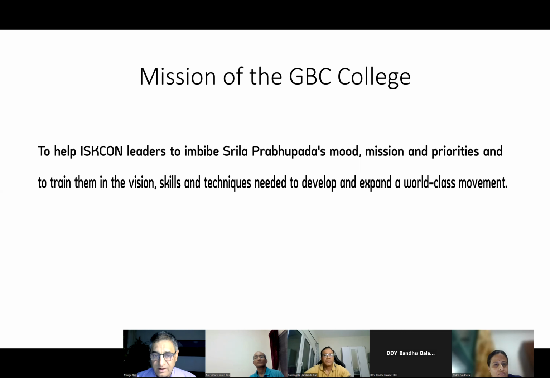In this also, they're very clear. One thing that stands out in this mission as I unpack it is, first, to be very tightly aligned to Srila Prabhupada's mood and mission. This is what we all learn in the Bhakti Shastri also; OBC and OBA questions are on mood, mission and vision. And then skills and techniques needed to develop and expand a world-class movement. So GBC College acknowledges that skills and techniques are needed for the expansion of the world-class movement. ISKCON is a world-class movement, but to maintain and expand it further for people at large, people who lead the movement and people in the movement need skills and techniques. This is what GBC College is telling us.